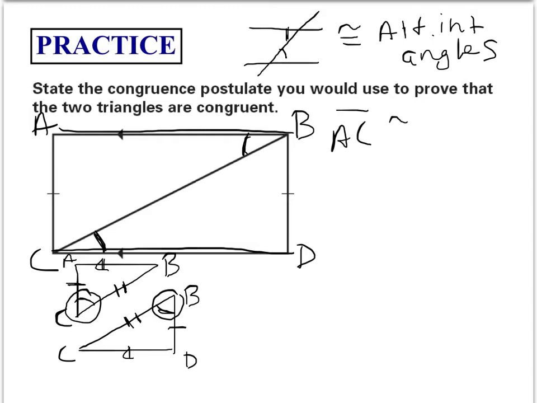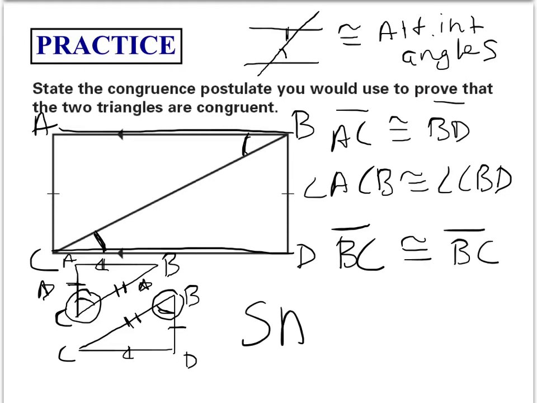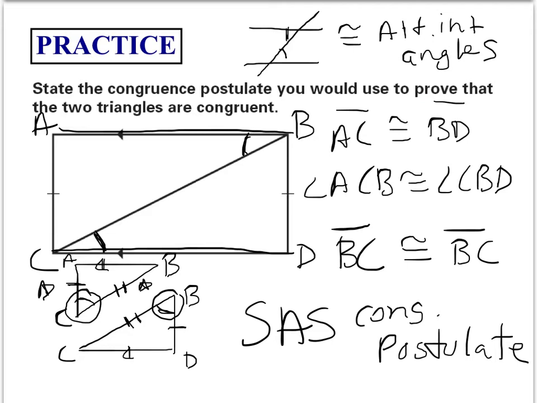AC is congruent to BD. We know angle ACB, I'm talking about that first top triangle right here. Angle ACB needs to be congruent to angle CBD. And finally, we know that side BC is congruent to itself. So, because of the side, angle, side congruence postulate, we know that these two triangles are congruent to each other.